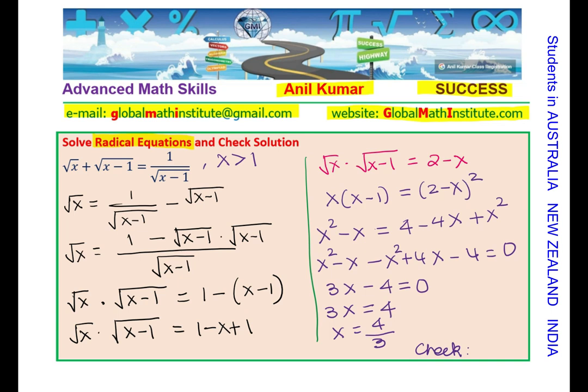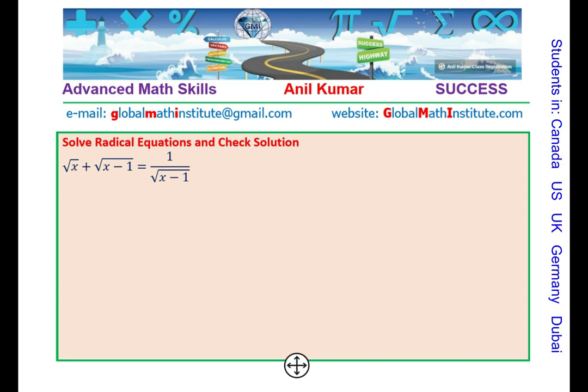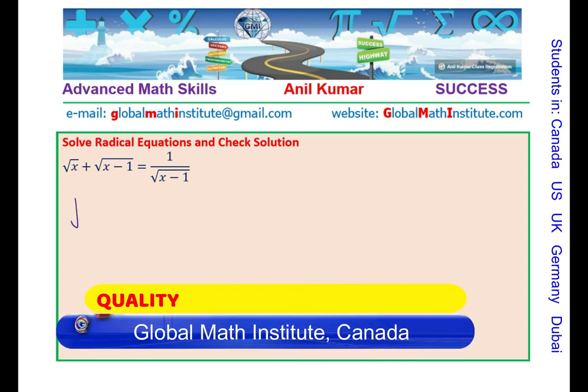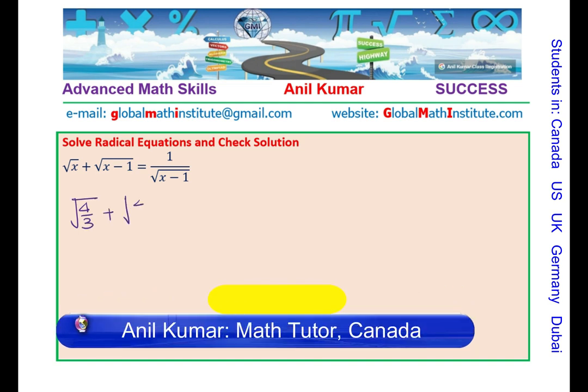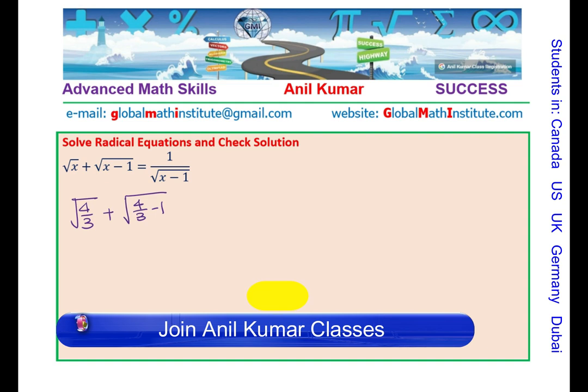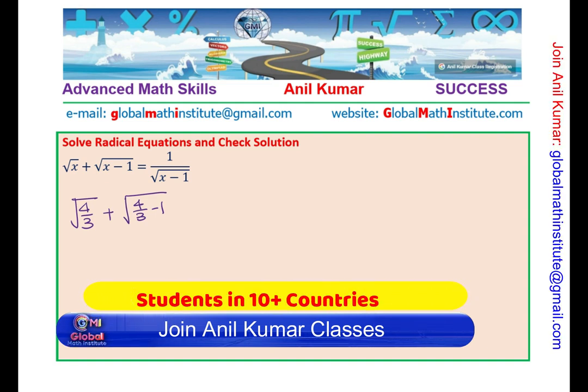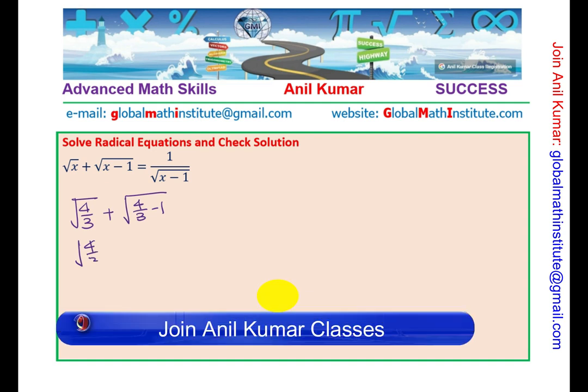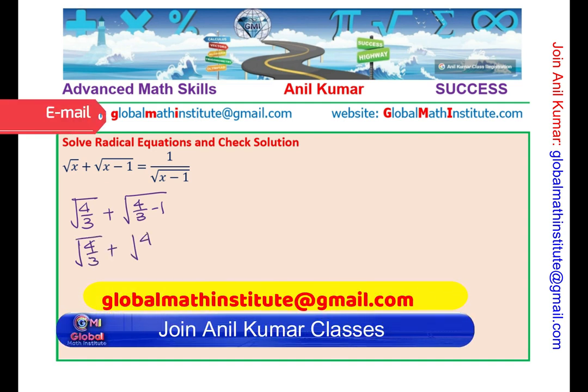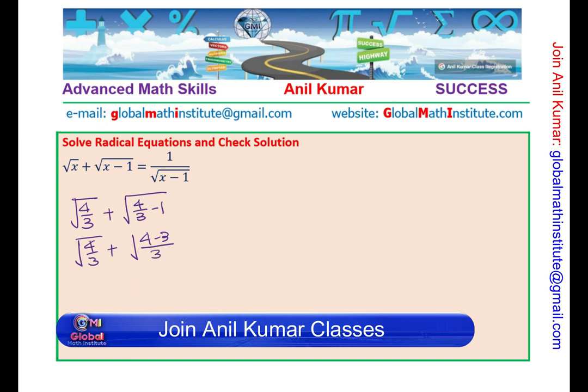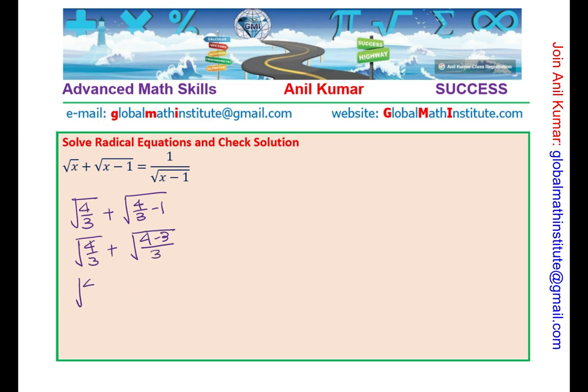So we got x equals 4 over 3 as our solution. Let's put 4 over 3 here. We get square root of 4 over 3 on the left side plus square root of 4 over 3 minus 1, right? And that is what? Let's calculate this. We have square root of 4 over 3 plus square root of (4 minus 3) over 3, correct? So square root of 4 over 3 plus square root of 1 over 3. That's what we get on the left hand side.